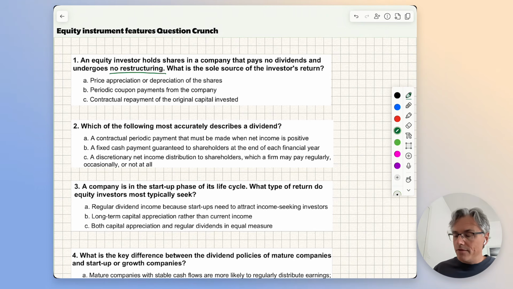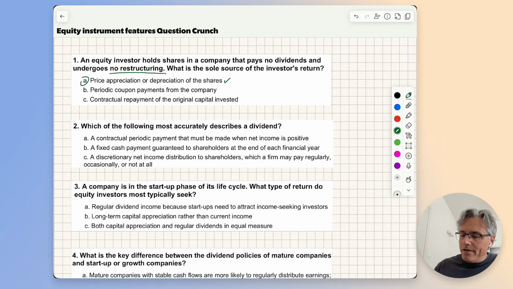So what is the source of the investor's return? And if you scan the answers, you should very quickly pick out that the correct answer is A, price appreciation or depreciation of the shares indeed. So up or down movements of the shares. And you may think, well, this is easy. This is below CFA Level 1. It's actually discussed in the first learning module of your equities section of the curriculum. So it's a fair enough question.